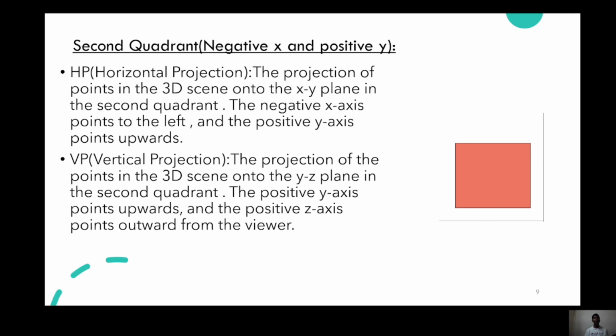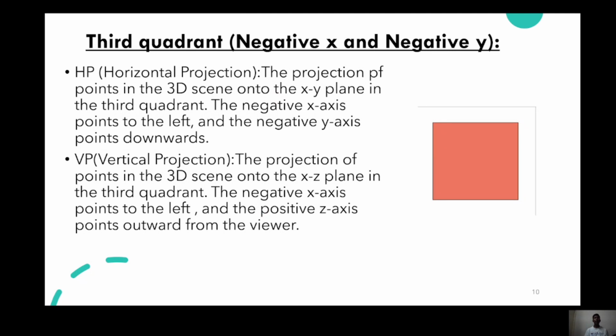In the second quadrant, negative x-axis and positive y-axis. At the horizontal projection, the projection of points in the 3D scene onto the xy plane in the second quadrant, the negative x-axis points to the left and positive y-axis points upwards. In the vertical projection, the projection of points in the 3D scene onto the yz plane in the second quadrant, the positive y-axis points upwards and positive z-axis points outward from the viewer.